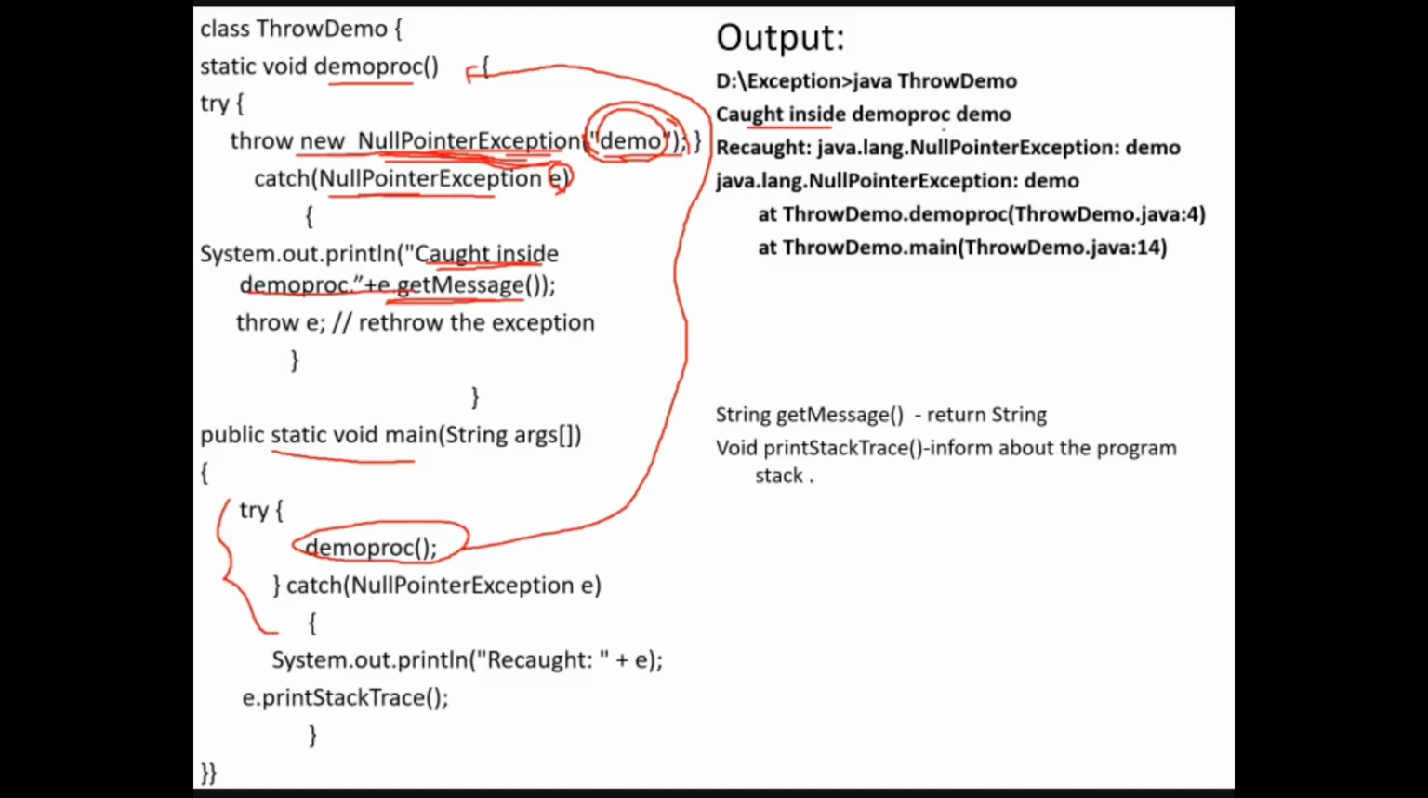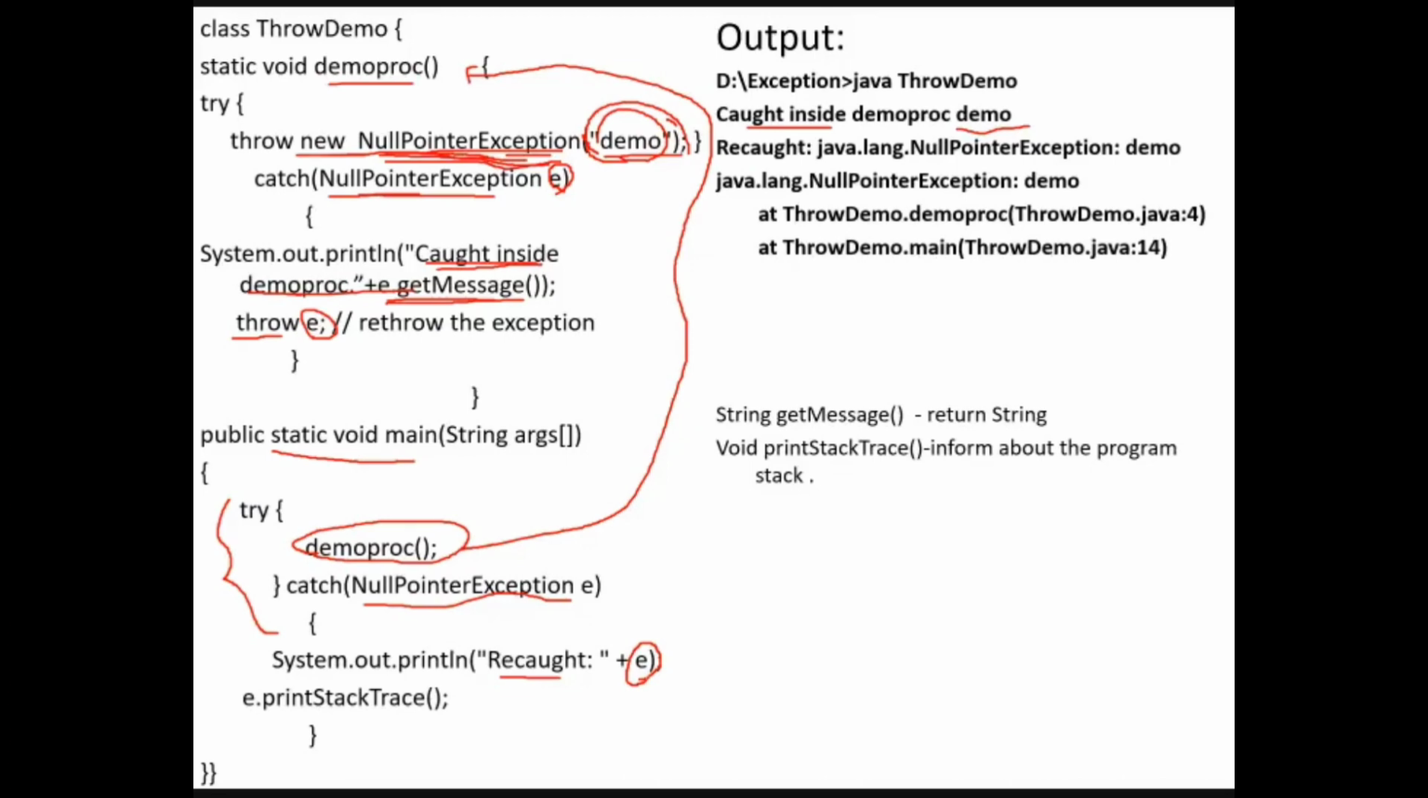Yeah, so now it will print the demo. And then again, what I am throwing, I am rethrowing the same object E. So this E is nothing but the null pointer exception. Again, this is caught by this null pointer exception catch block, and then here I am printing "recaught" and directly printing that object.